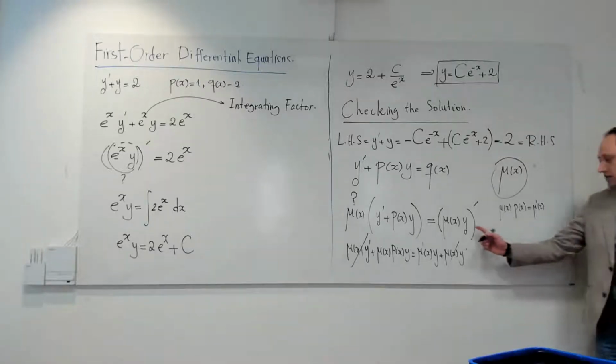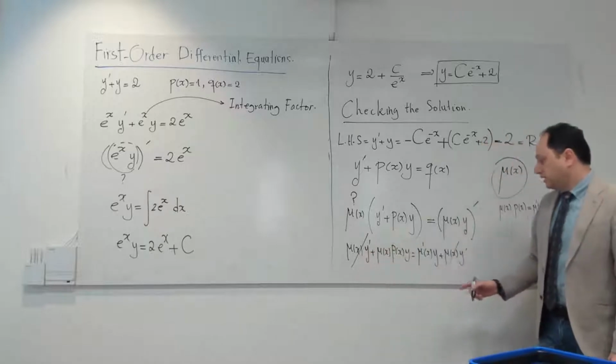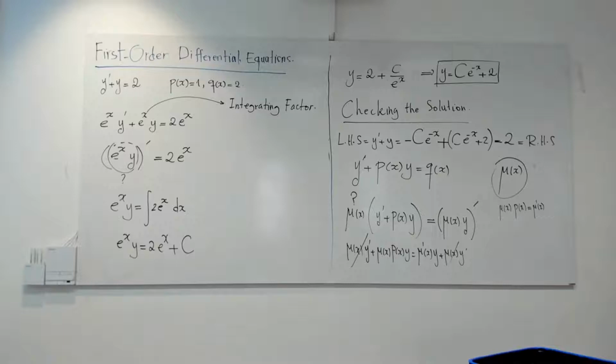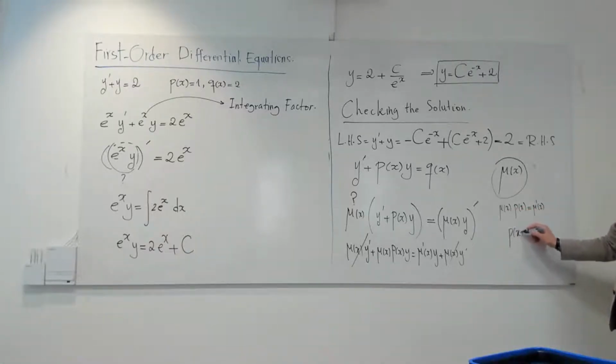First I got rid of these terms, and then I divide by y, assuming that I am working on an interval that y is not equal to 0. This is, of course, essential. And then let me divide by mu of x again. So it becomes mu prime of x over mu of x.